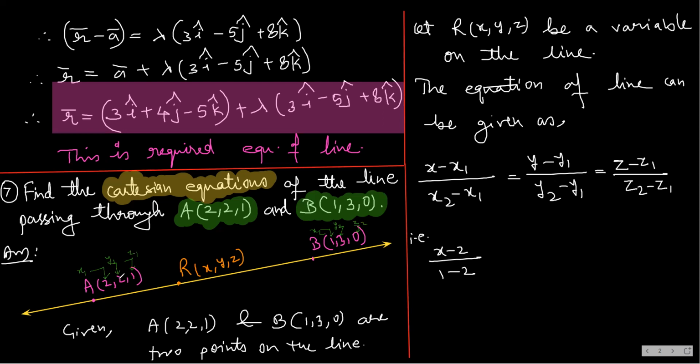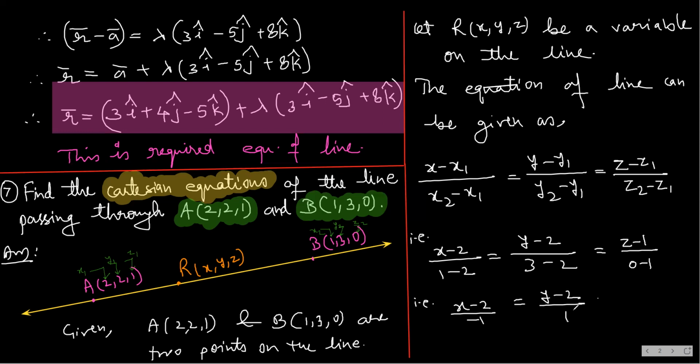So (x minus x1) upon (x2 minus x1) equals (y minus y1) upon (y2 minus y1) equals (z minus z1) upon (z2 minus z1). So that is, you have (x minus 2) upon minus 1 equals (y minus 2) upon 1 equals (z minus 1) upon minus 1.